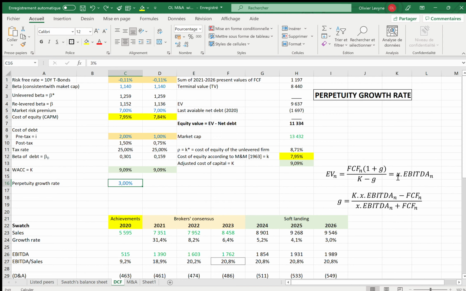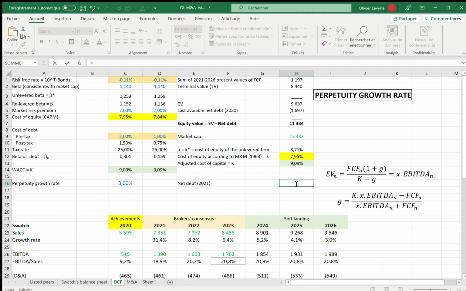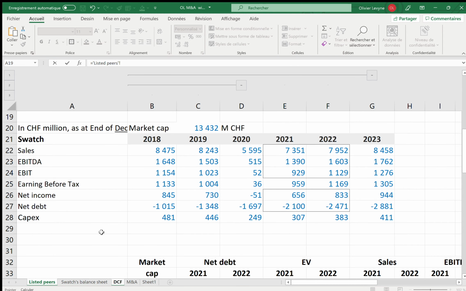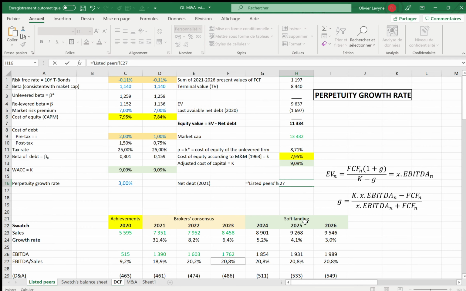We are going to calculate it based on the current year's financial information. I mean that now we are in 2021. We know the market cap and we also have the net debt for the year 2021. This net debt is provided in another sheet of the model, so I'm going to pick it here in the listed peers sheet. And we can see that for 2021, the net debt is minus 2,100.